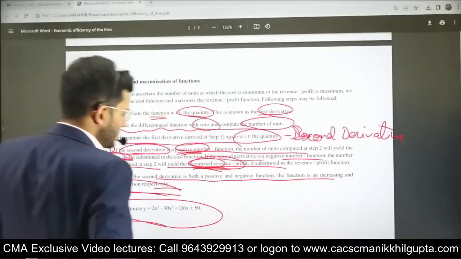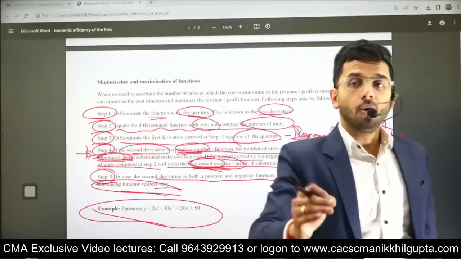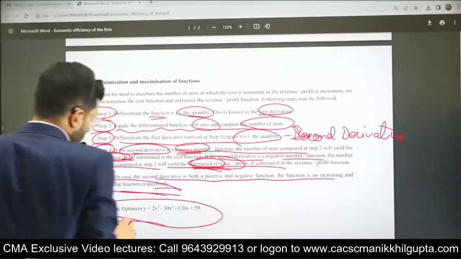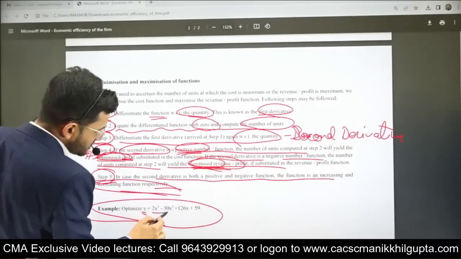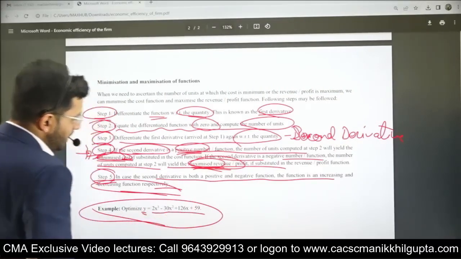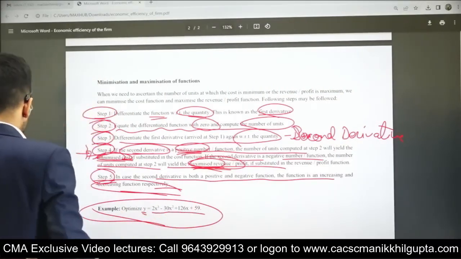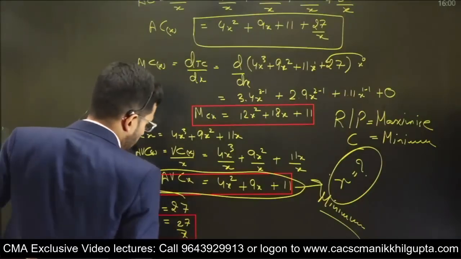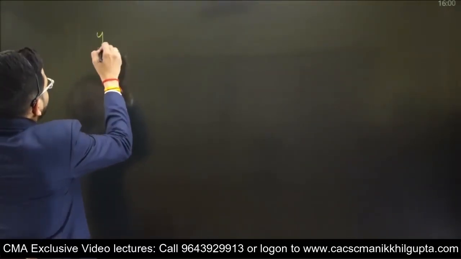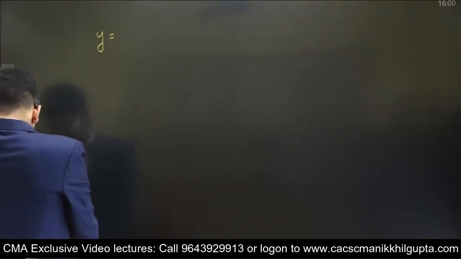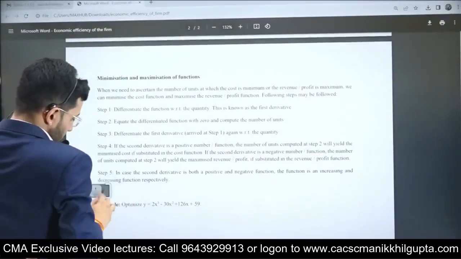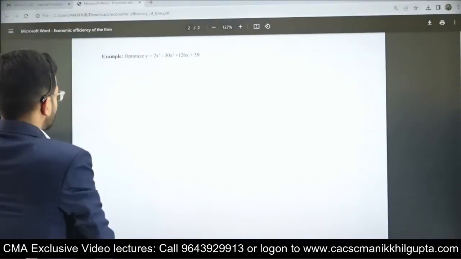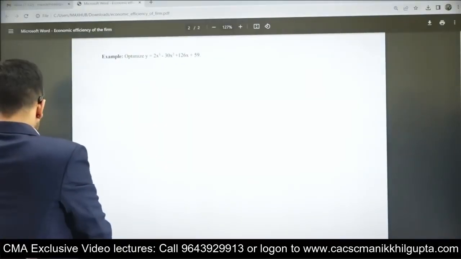Okay, let's do an example and exactly see what minimization and maximization mean. Optimize y equals 2x cube minus 30x square plus 126x plus 59. We need to optimize, which means we need to maximize or minimize this particular equation. So first, let's write the equation and then see what steps we need to perform to maximize or minimize this function.